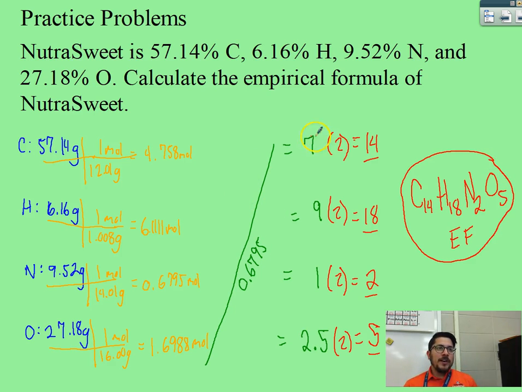Okay, so if I don't get a whole number here, you need to start multiplying times 2 to get a whole number. Sometimes you'll have to multiply times 3. It just depends on the number they give you. If it's close to a whole number, round it. Like this was close to 7, so I'm just going to say 7.